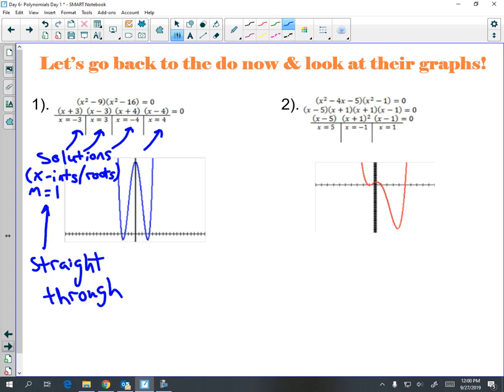So if you look at the graph, what's happening is you have 4 x-intercepts because you have 4 solutions. And each solution is going straight through the x-axis because it all has a multiplicity of 1. That's different in the second equation. In the second equation, you have 3 distinct solutions. So those 3 distinct solutions means there's going to be 3 distinct intercepts.